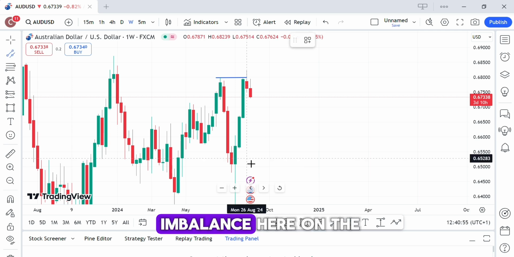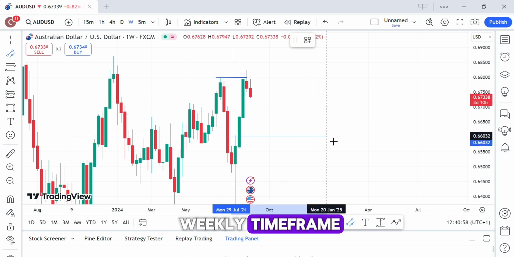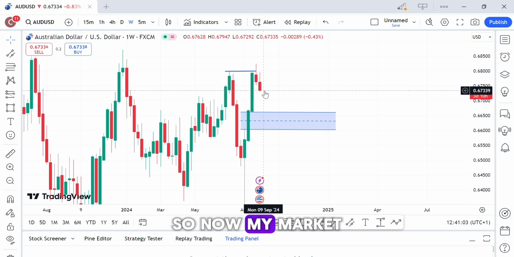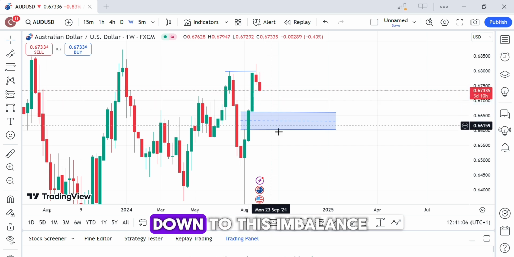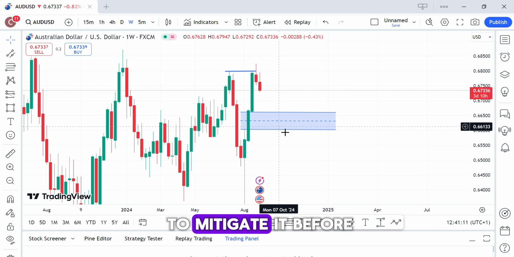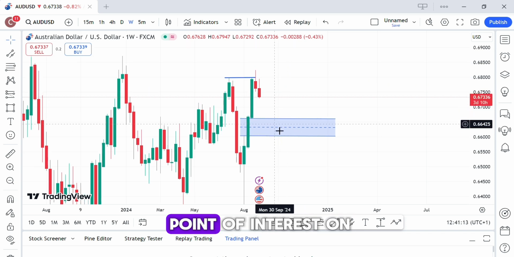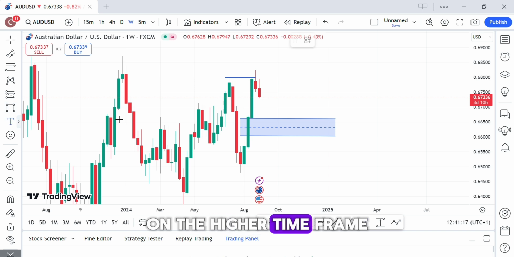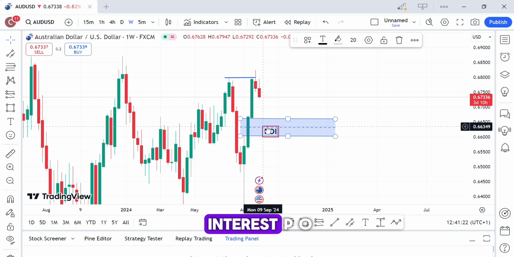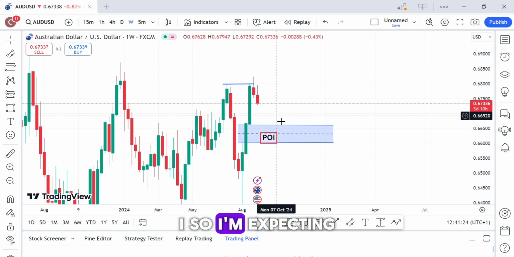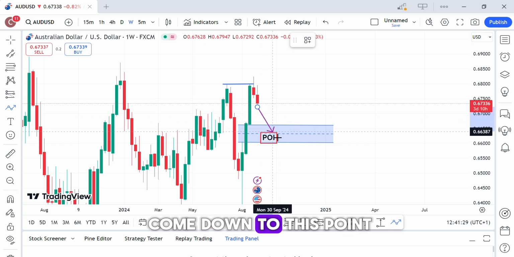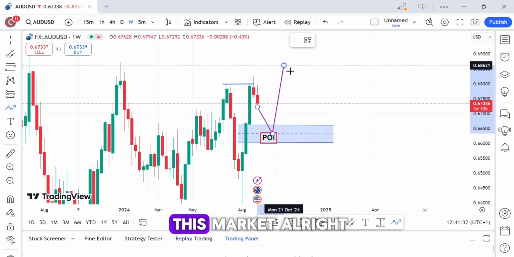I can see an imbalance here on the weekly time frame, a fair value gap. So now the market is going to trade down to this imbalance to mitigate it before going up. This is my point of interest, POI, on the higher time frame. I'm expecting price to come down to this point before seeking to buy this market.